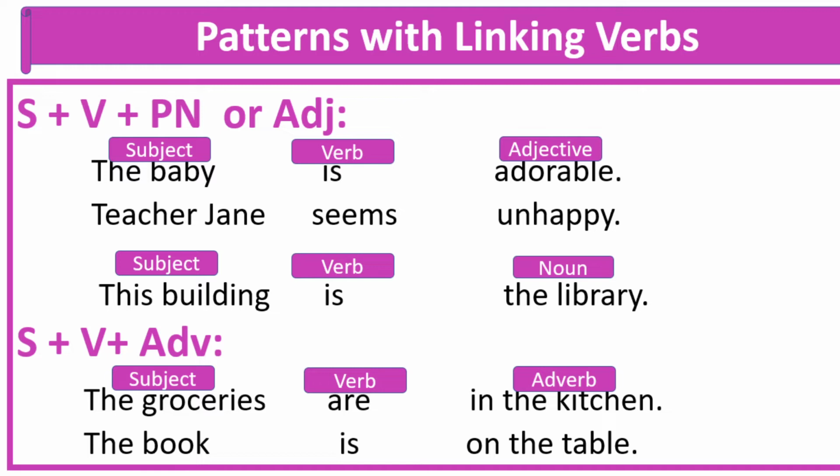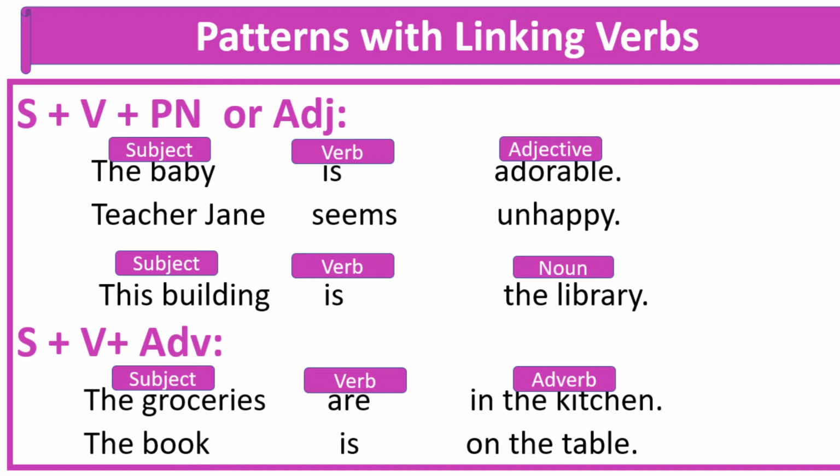That's very easy. Next, we have the next pattern. S plus V plus adverb. So we have here the subject, and then the verb, and then the adverb. So we have examples here. I have two examples. The groceries are in the kitchen. So the groceries is the subject, and then are is the verb, and in the kitchen is the adverb.